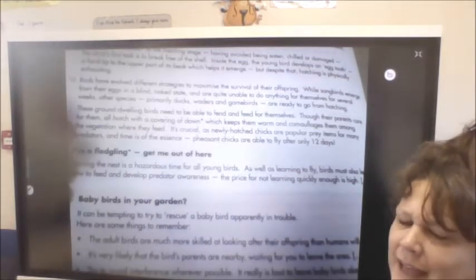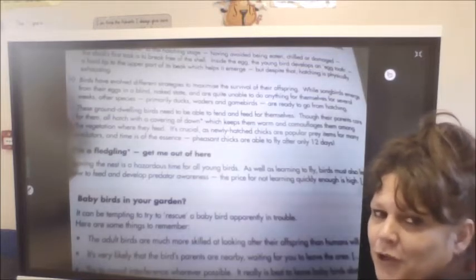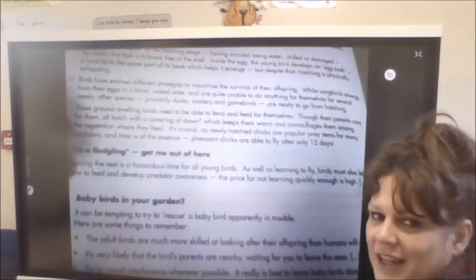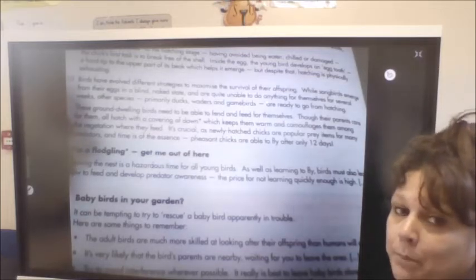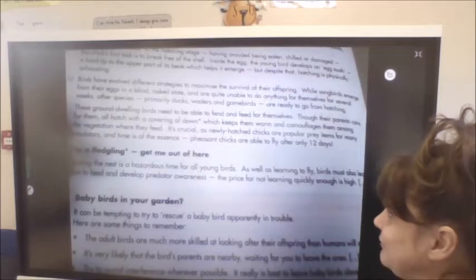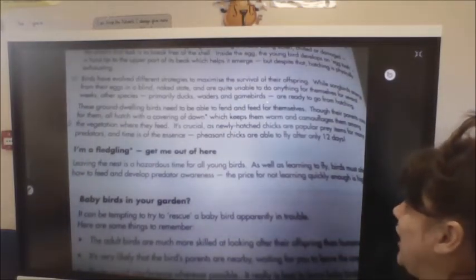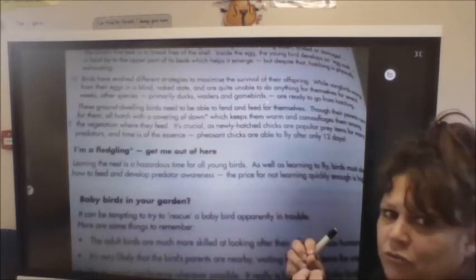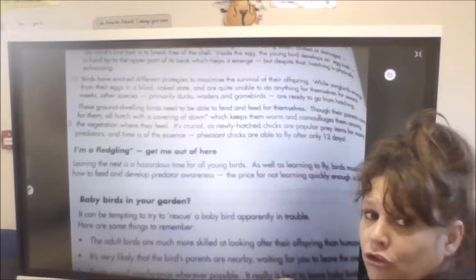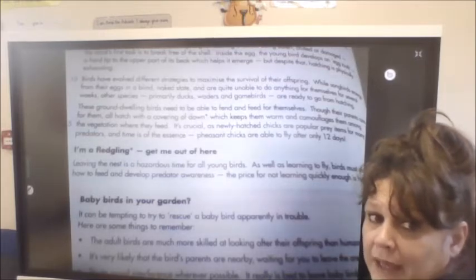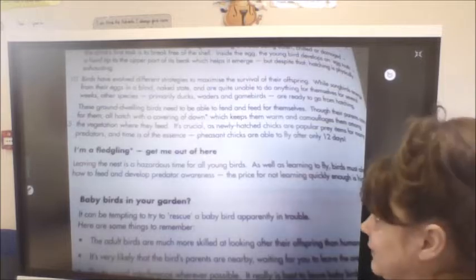Okay, a little phrase there, time is of the essence. So it's something that you might have heard, somebody might have said that to you. Time is of the essence. Time is really important. Pheasant chicks are able to fly after only 12 days. So it's really important that these birds develop very quickly and are able to look after themselves so that they can get out of harm's way. All right. They're not going to be victims of predators.